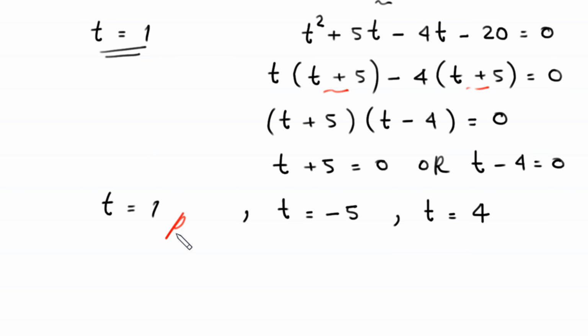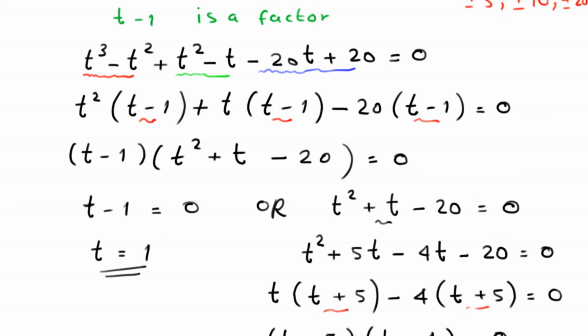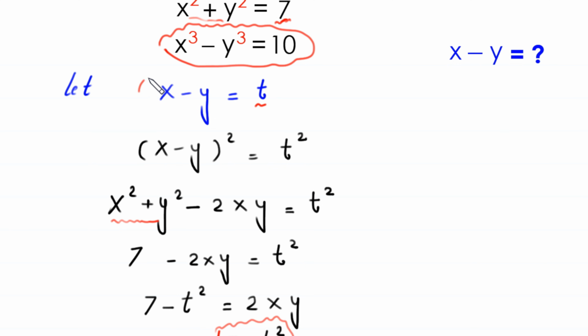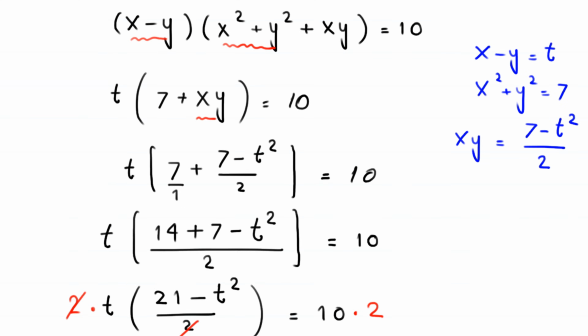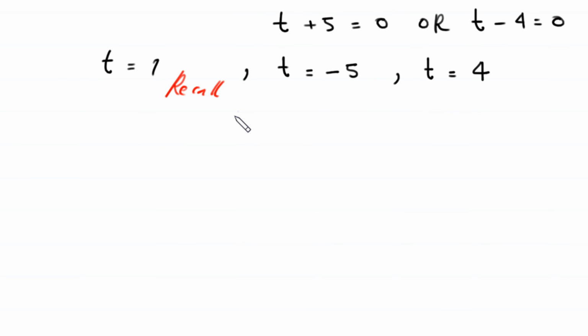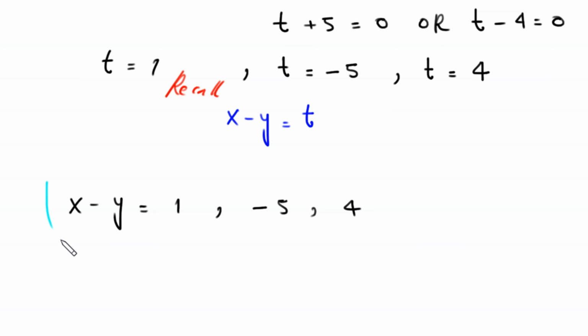Now recall that we have supposed that x minus y is equal to t. So we have three solutions for x minus y. x minus y is equal to 1, negative 5, and 4. This is the final answer for this equation.